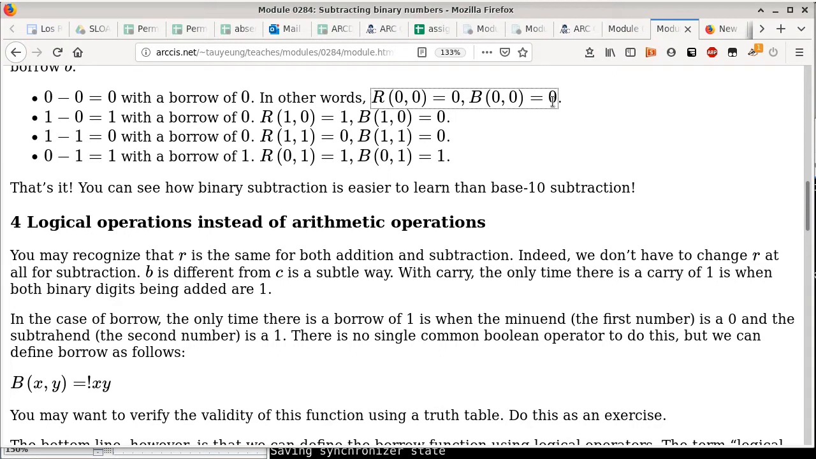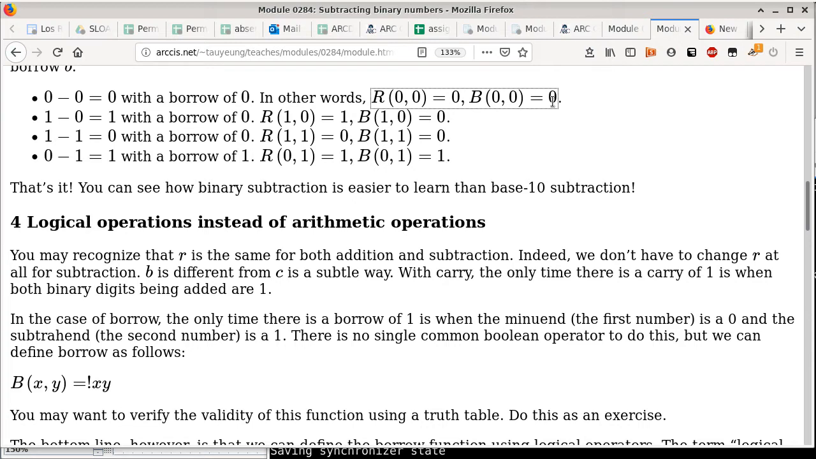So instead of using just a conjunction, I propose that we define the borrow function in binary to just be the negation of x, and y. Would that work? Well, we can always quickly double check and make sure, right?